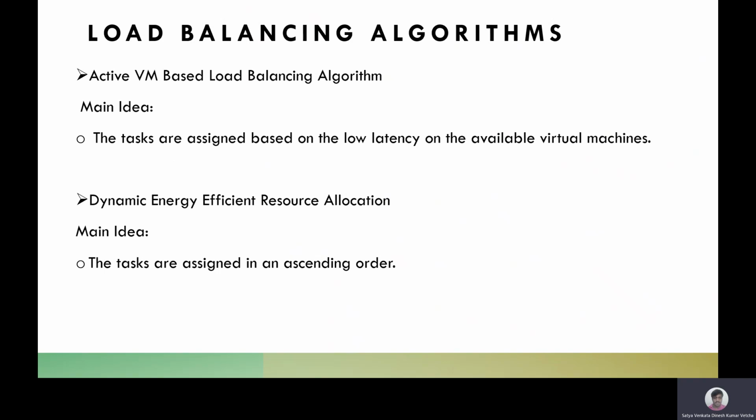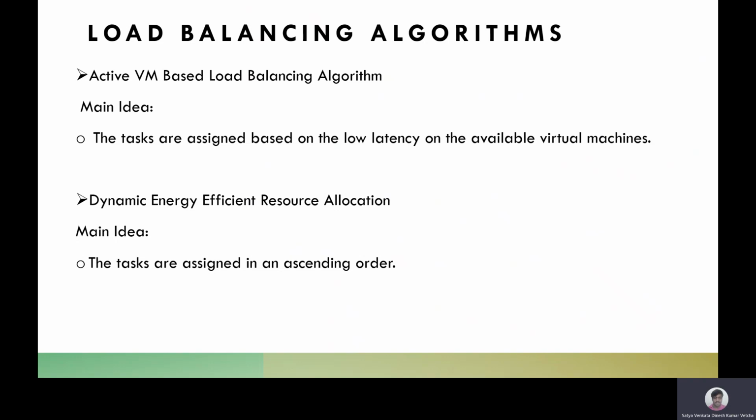My concept is about designing an energy-based load balancing algorithm. Before that, many researchers have worked on this. One of the researches is the active load balancing algorithm, which means tasks can be assigned to fog nodes based on low latency. If the fog node is near to the user request and available to respond with low latency, then the task is assigned to it. But here the energy of the fog node is not taken into consideration, nor the load.